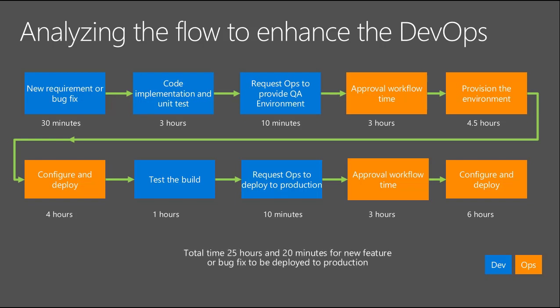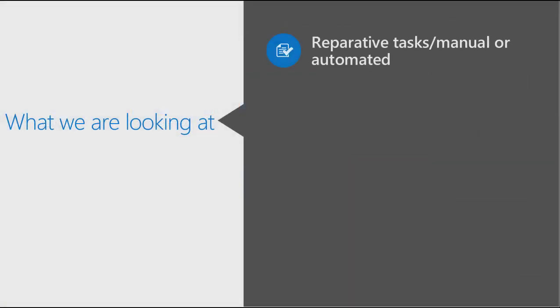So for example, this example, it took 25 hours and 20 minutes to deploy a small feature from the beginning to the end. And we start looking at how we can improve that. So we start looking at the repetitive task, either manual or automated, because again, the automated is not the end of the story, because you can have an automated task, but it is slow, it can be faster, it can be optimized, also it can be not reliable. So we start looking at all the tasks and see the repetitive.